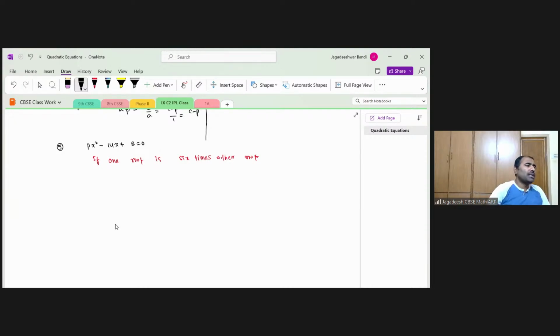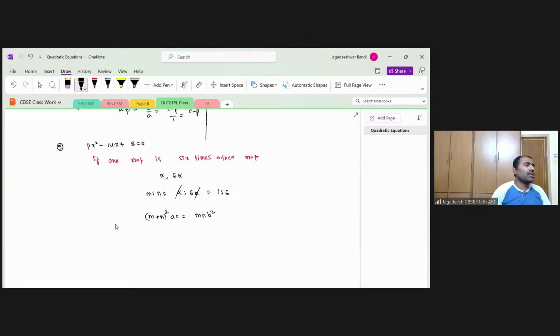Okay, so as usual, let us take one root as alpha, another root is 6 alpha, 6 times multiplied by 6. So find the ratio as usual, m is to n equal to alpha is to 6 alpha, alpha cancels, 1 is to 6. Means if the roots are in the ratio m is to n, then what is the condition? m plus n whole square into AC equal to mn into b square.